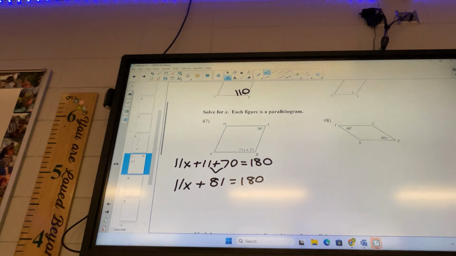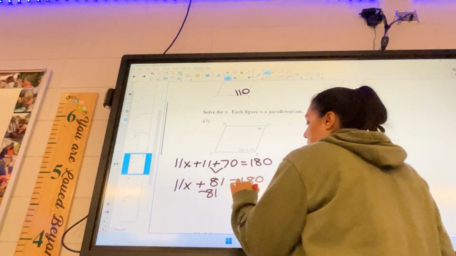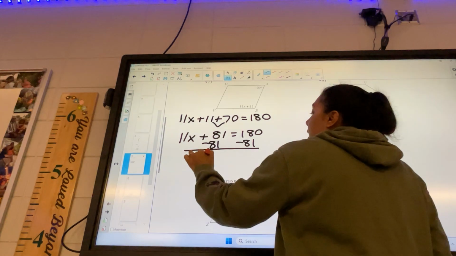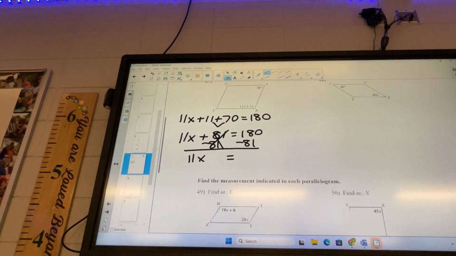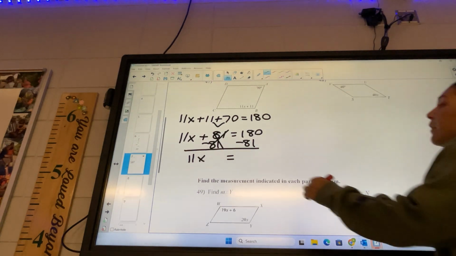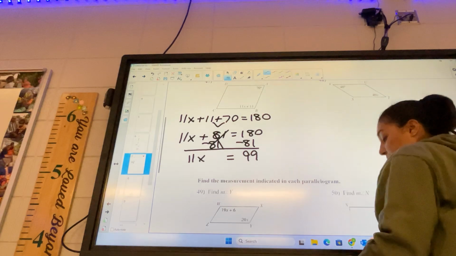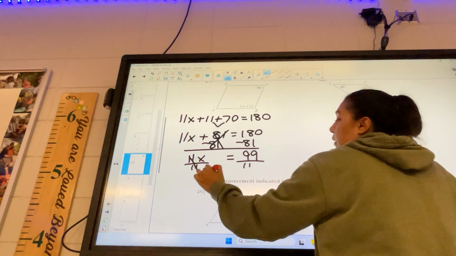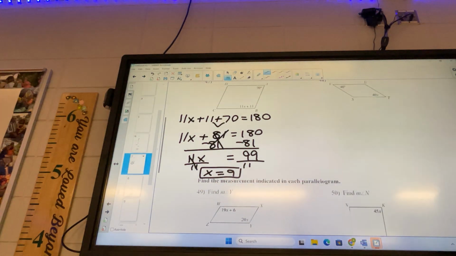Minus 81 from both sides. And so we get 11x equals, what is 180 minus 81? 99. Then what needs to happen? Divide by 11. So we get x equals 9. Do we stop or keep going? We stop. It says solve for x.